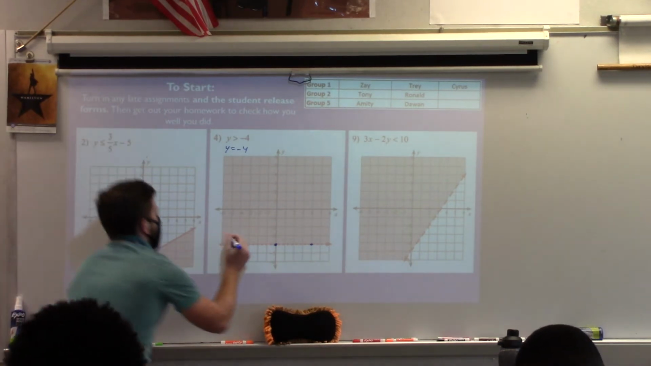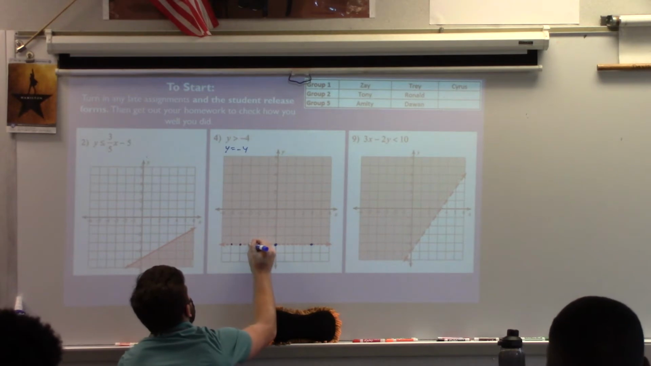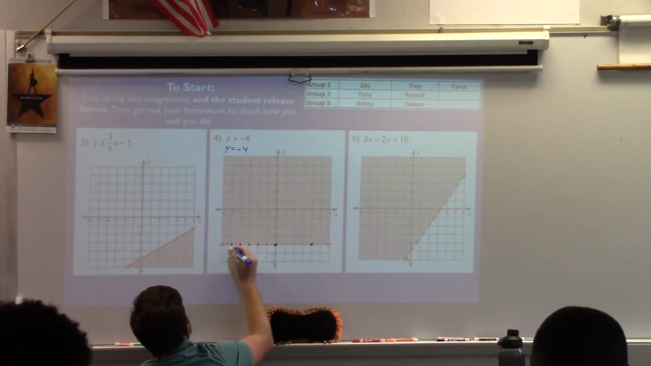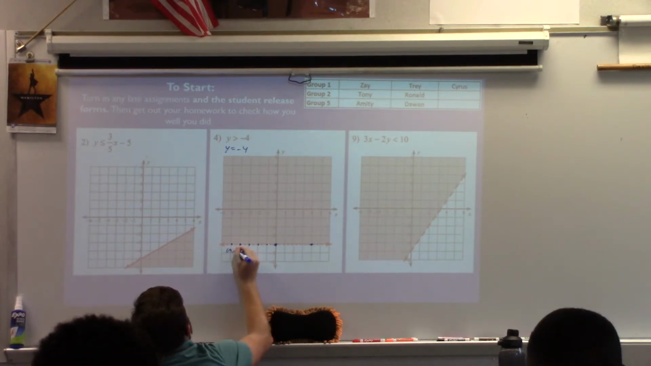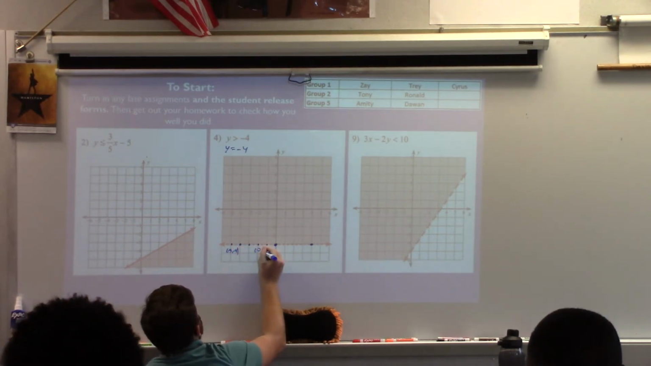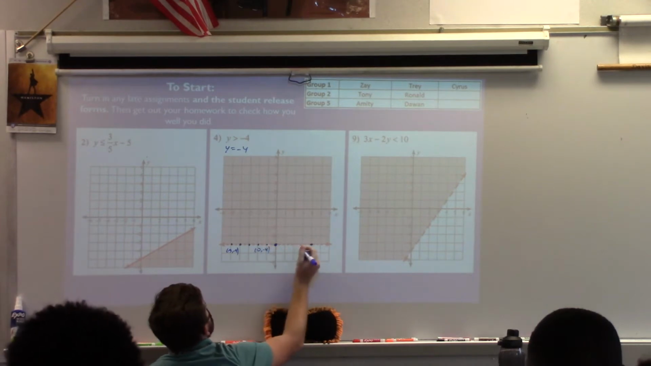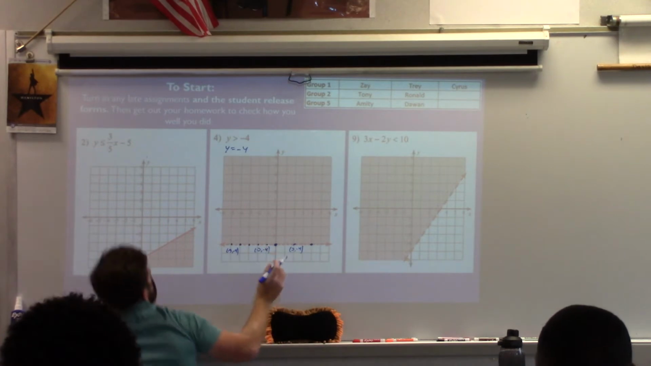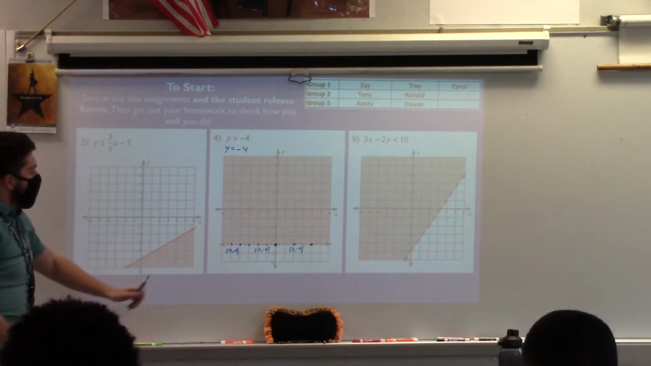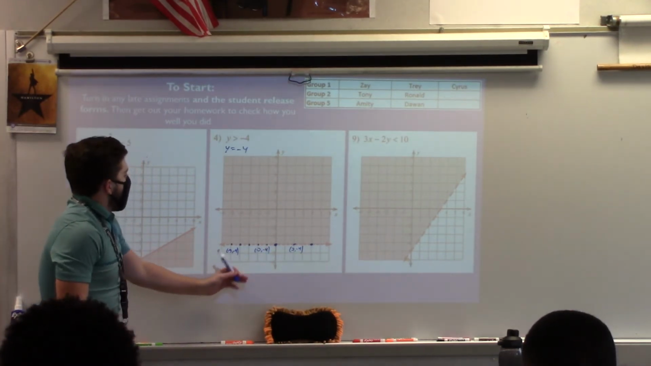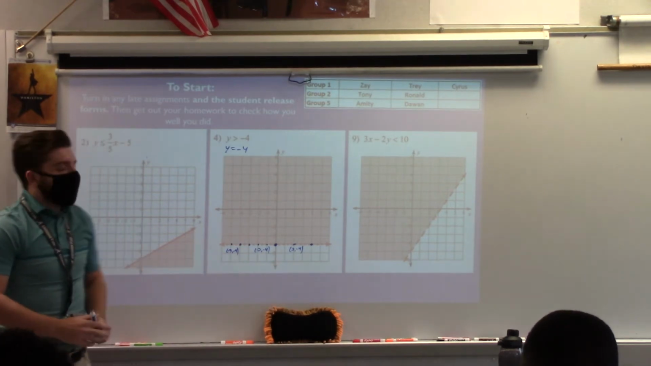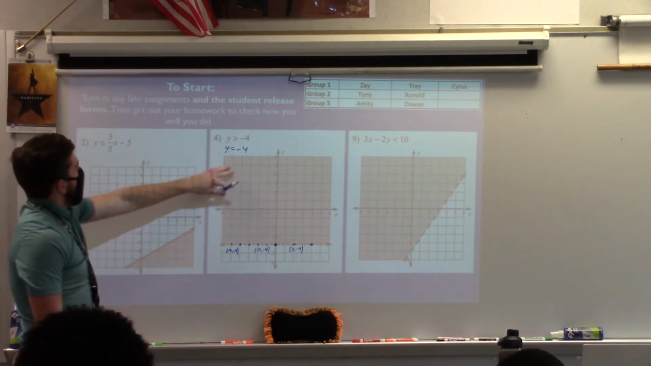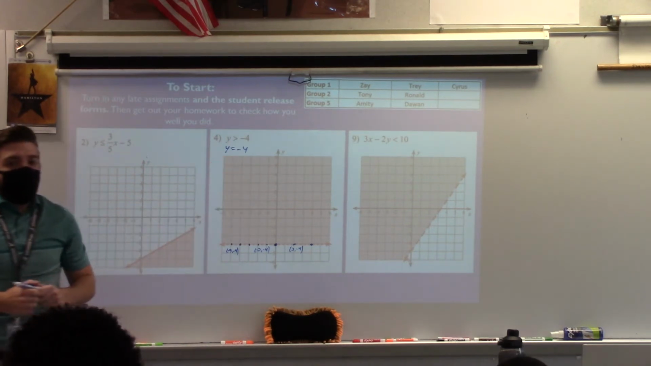What do all of these points have in common? They're solutions. This one is at -5, -4. So it's a horizontal line? Yeah, it's a horizontal line. What all these have in common is the y value is always -4. So the x values can change, but that y value is always -4. So that's why y equals -4 is a horizontal line.